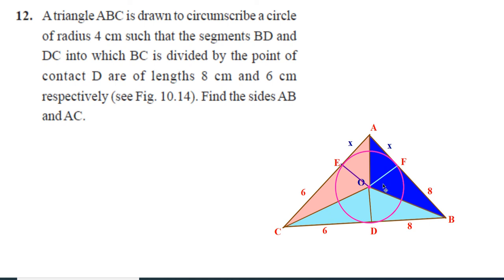Similarly, you can find out the area of BOA by half into AB into OF, and the area of AOC by half into AC into OE. Then add these 3 areas, you will get again an equation in X. But the sum of these 3 areas and the area found by using Heron's formula are both equal, because both are the area of triangle ABC. Now equate them and find out the value of X. After getting X, X plus 6 is AC and X plus 8 is AB. Do it yourself.